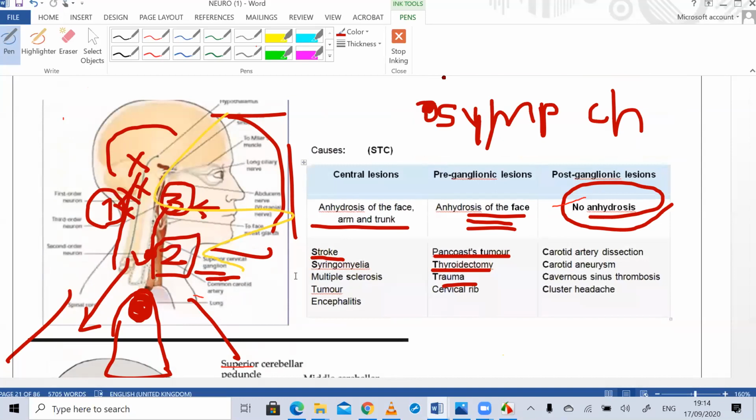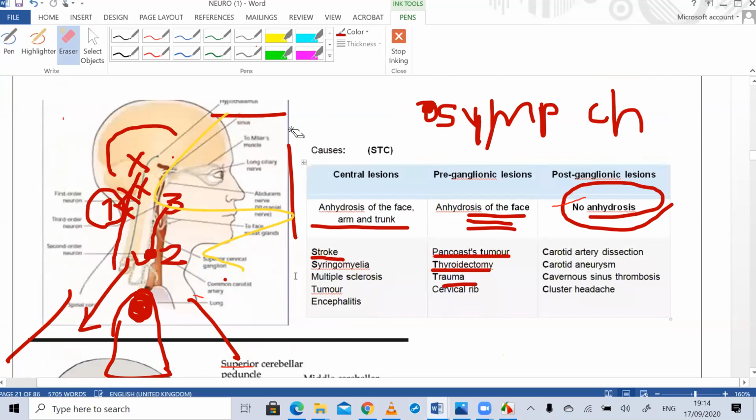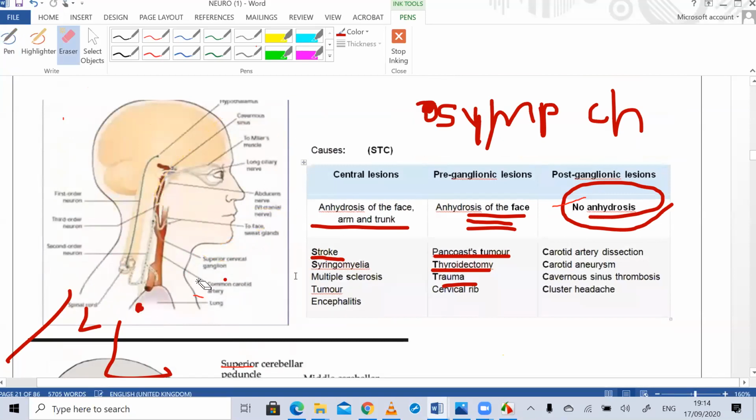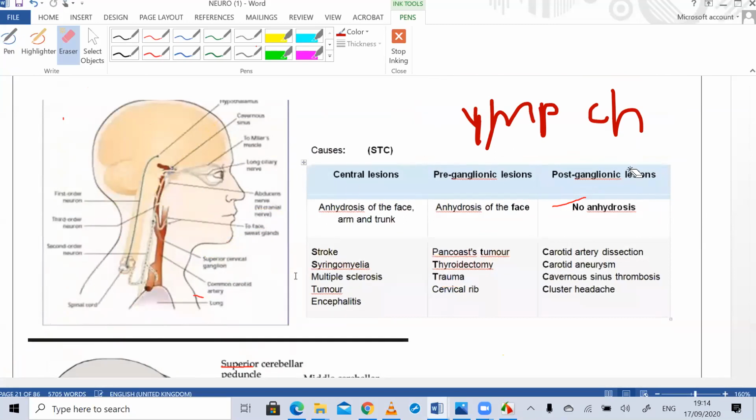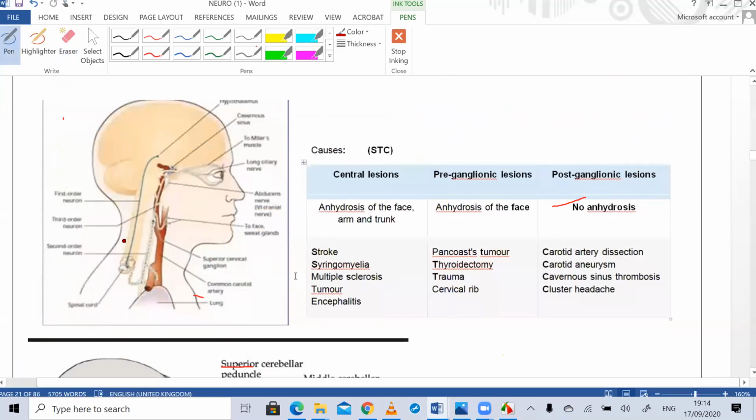So from the level of anhidrosis, I can assess which type of lesion of the sympathetic chain is affected. Doctor, can you please repeat the beginning? Okay, first order neuron at the level of the cortex, second order neuron at the level of the superior cervical ganglia, third order neuron at the level of the carotid artery and sheath.